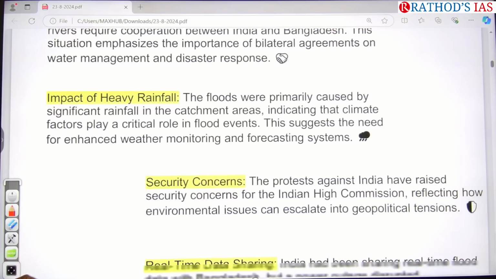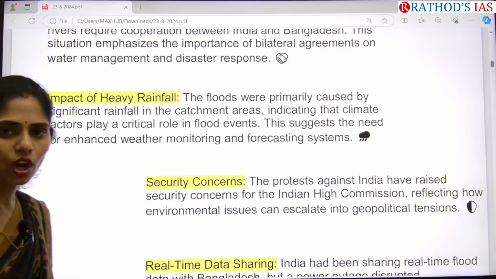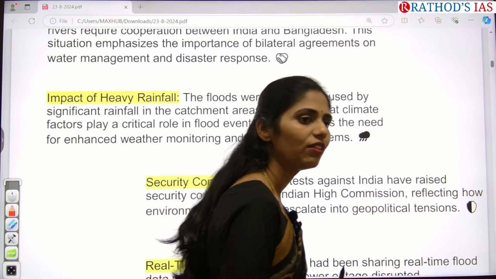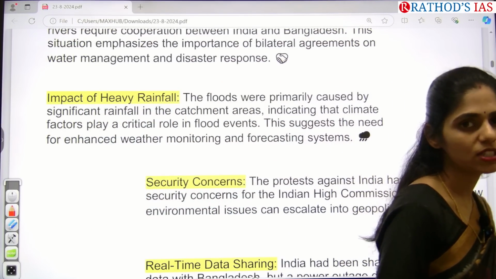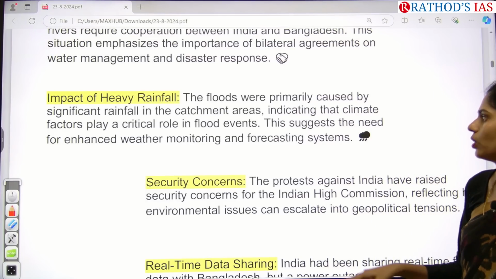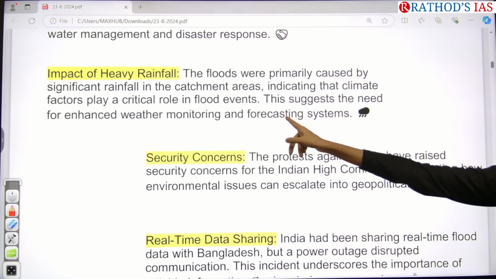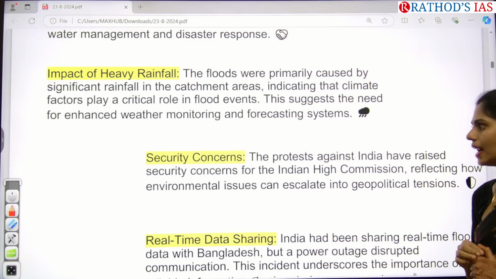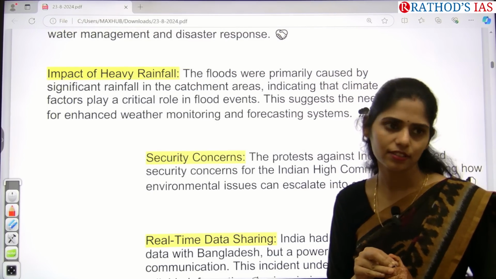And the next one: these floods are now caused in Bangladesh because of heavy rainfall in the catchment area of the Gumti river. Okay. So for this, we need to have proper weather forecasting as well as a proper weather monitoring system.